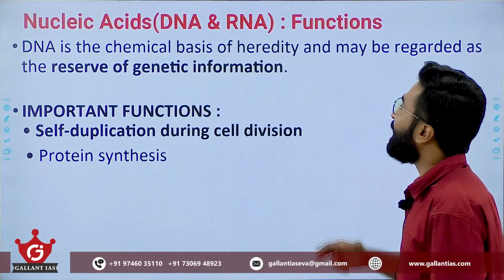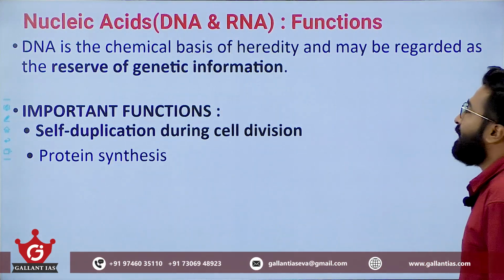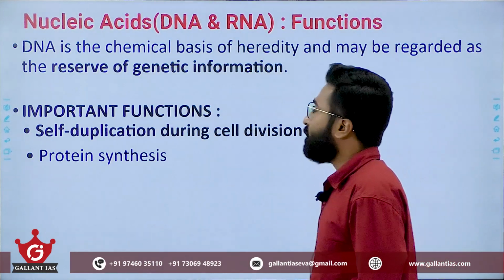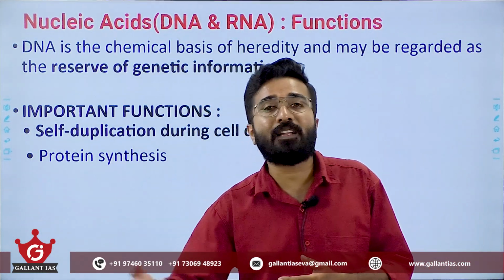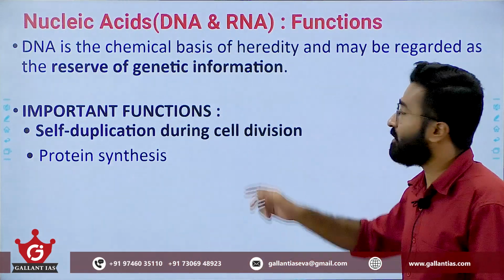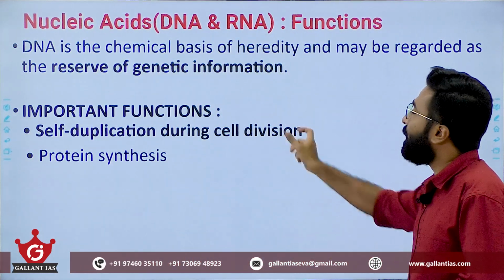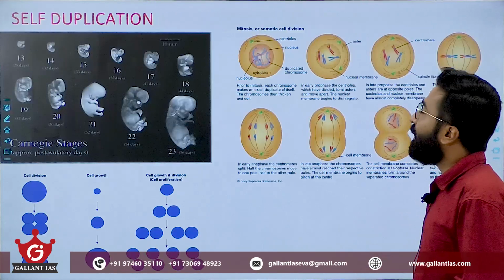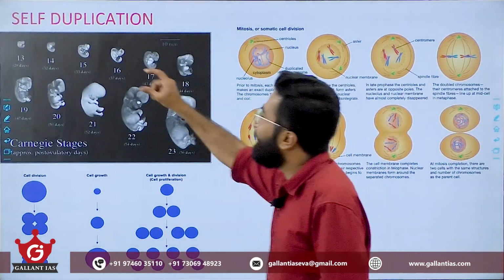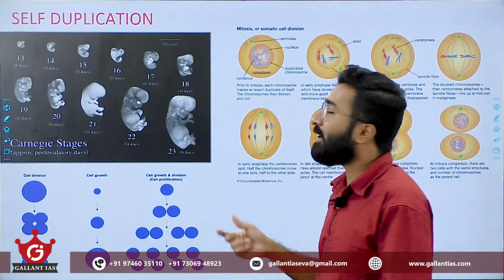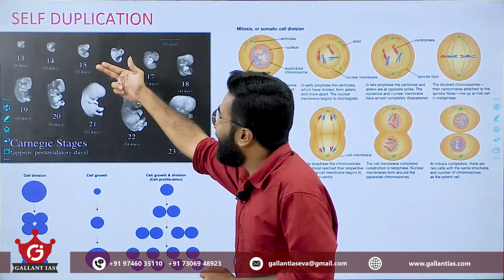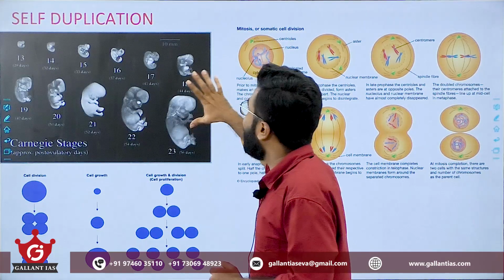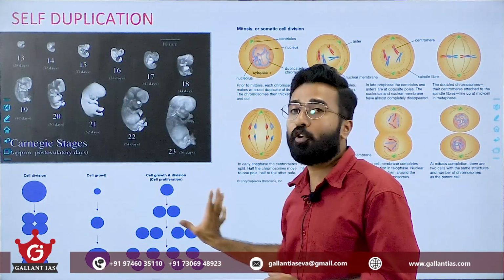Now, we will be talking about what DNA and RNA are. DNA is the reserve of genetic information. Our genetic code is transferred from the parent to offspring in successive generations because of the self-duplication capacity of DNA. When a particular child is born, initially it was a zygote. It contained the genetic information from father and mother. Finally, that cell keeps dividing and finally reaches the shape of a human baby.